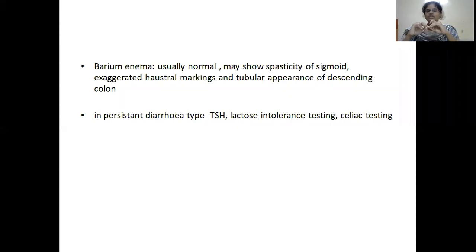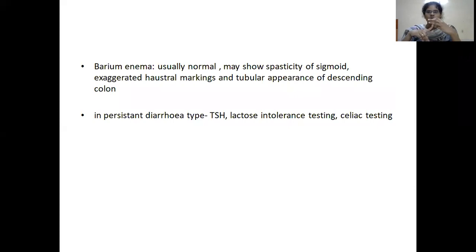And the other differential diagnosis which you want to exclude is celiac disease. How do you check for celiac disease? Also, for lactose intolerance, you can check the lactase enzyme levels in jejunal biopsy specimens. To exclude celiac disease, what are the things? The gold standard will definitely be a biopsy, which will diagnose celiac disease.